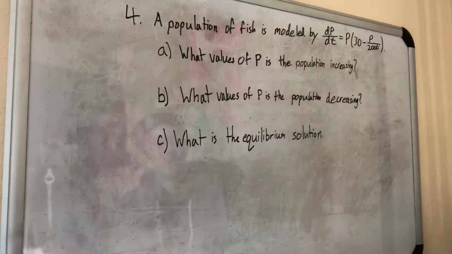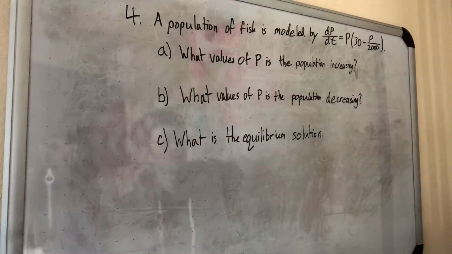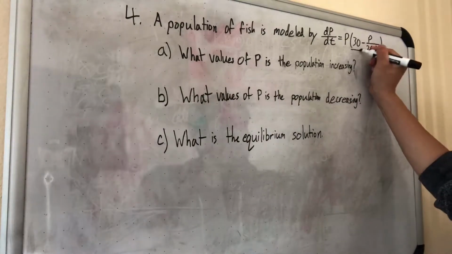carrying capacity. First problem on the worksheet, that is the logistic problem, is number 4, and it says that a population of fish is modeled by dP/dt equals P times (30 minus P over 2000). Now, there's something different in this equation from what I stated earlier, and I'll give you guys about 5 seconds to figure it out for yourself. Now, if you didn't figure it out, it's here where it says 30.